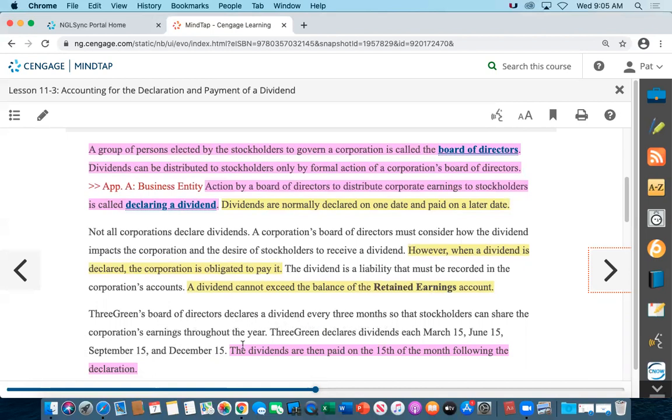So they say that the board of directors for 3 Green declares a dividend every 3 months. The stockholders consider some of their earnings. The dividends are paid to them on the 15th of the month following the declaration. Some companies are different. They might say, once you make it big, you can pay us off.